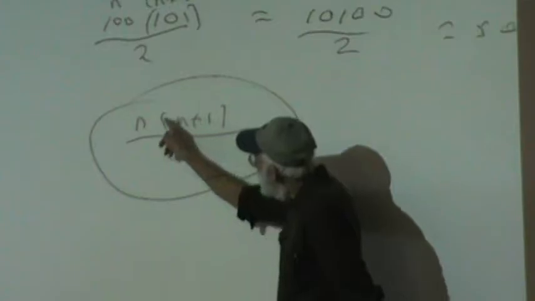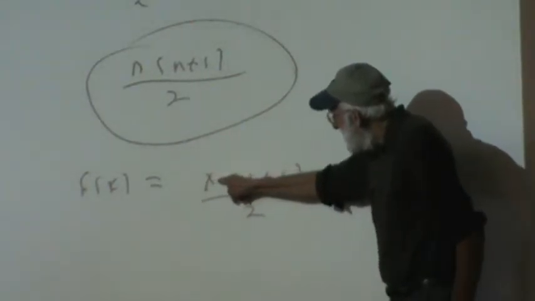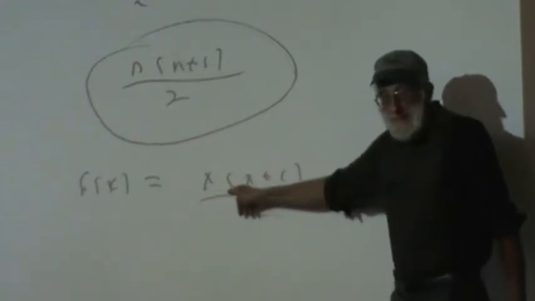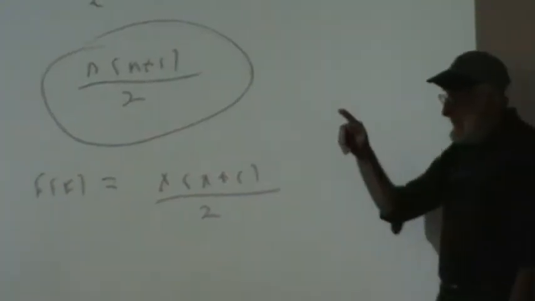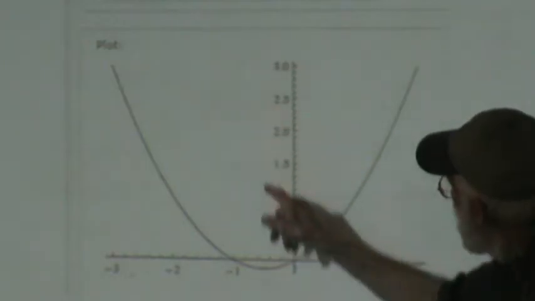Okay, suppose we took this as just a function of x. So if we define a function f of x equals x times x plus 1 divided by 2. If we plotted this function, what kind of curve is this? Linear, quadratic, cubic, what kind of function is this? It's quadratic. So we should get a parabola if we plotted that. Well, let's suppose we plot that. And a bit of a parabola looks like this. This is x times x plus 1 divided by 2.